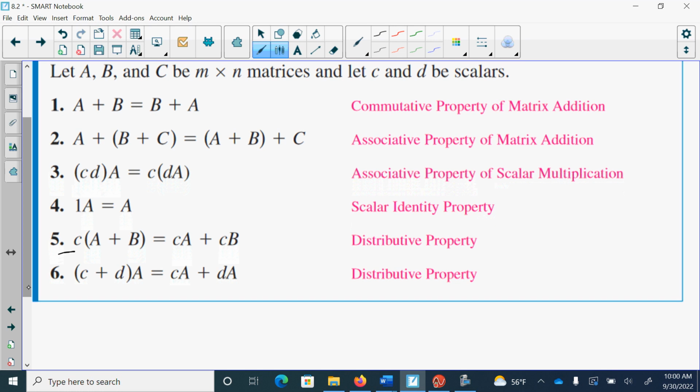And then this is just saying if I multiply by 1, it's staying the same. Distributive property: if I'm multiplying by a scalar, I can multiply both matrices by that scalar, then add, or I can add first and then multiply by the scalar. And this is just saying the same thing. Here's the question though, what is not on here that should be on here? I'll tell you.